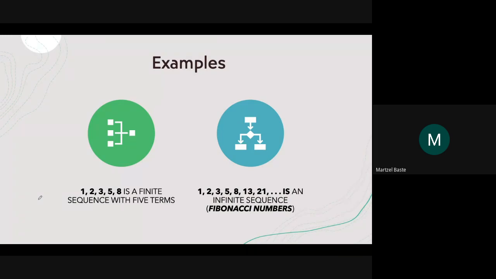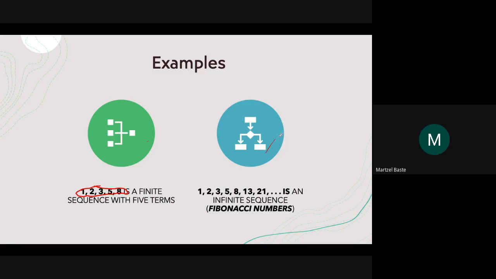So now we have here an example. As you can see, we have a number series 1, 2, 3, 5, and 8. This is an example of a finite sequence with 5 terms. Remember, this one right here, 1, 2, 3, 5, 8, is called a sequence or a number series, which is equivalent to 5 terms. 5 terms means, if we're talking about sets, it is an element.